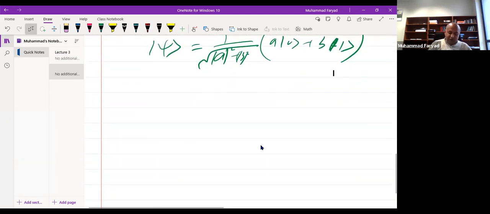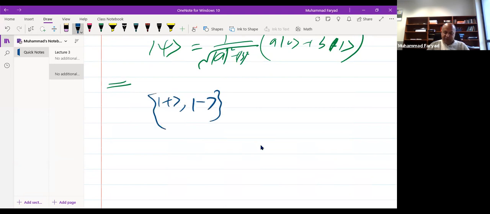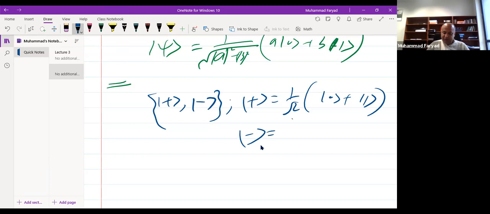Perfect. Now, before we move on, let me emphasize that just like a real plane, we can rotate our system and have another pair of unit vectors and express the components of vectors with respect to those unit vectors. Similarly, we can construct other orthonormal bases for this two-level system as well. For example, one famous basis is the plus-minus basis, where plus is defined as 1 over square root 2 times (0 plus 1) and minus is defined as 1 over square root 2 times (0 minus 1).